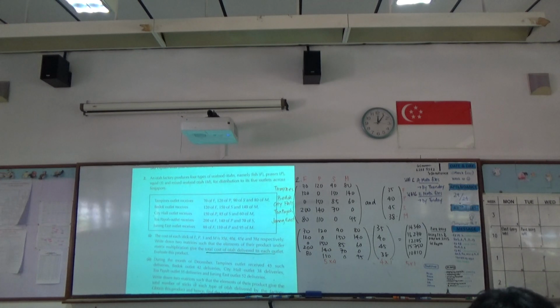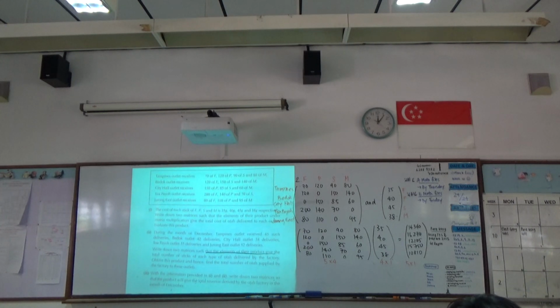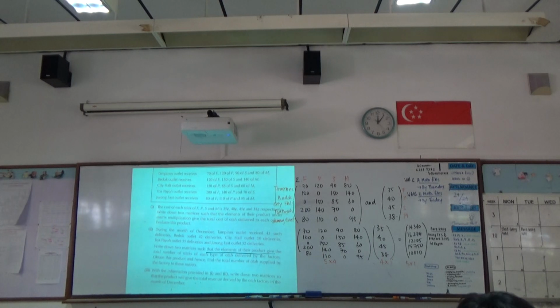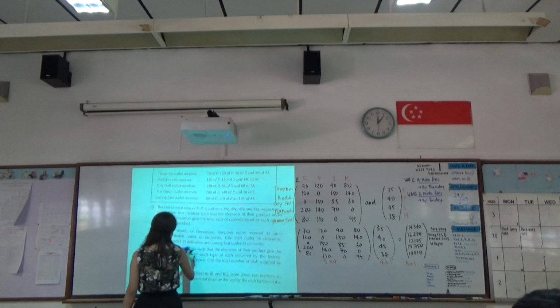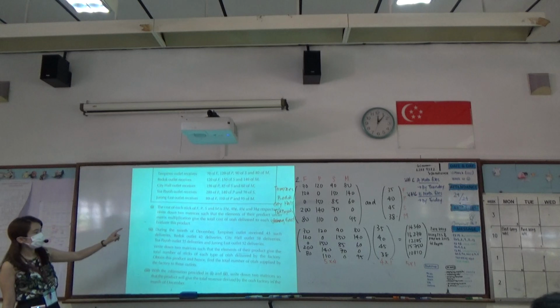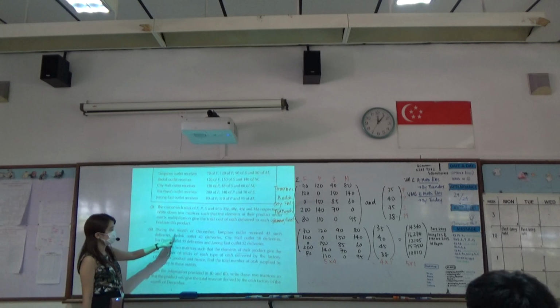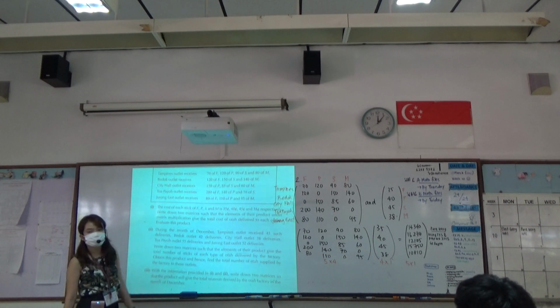Right? Then now let's move on to look at part 3. Let me shift this up a bit. Okay, in part 3, we are looking at a different context now, a different requirement. So it says that in the month of December, Tampines outlet received 45 deliveries, Bedok 42, City Hall 38, Toa Payoh 55, Jurong East 52.